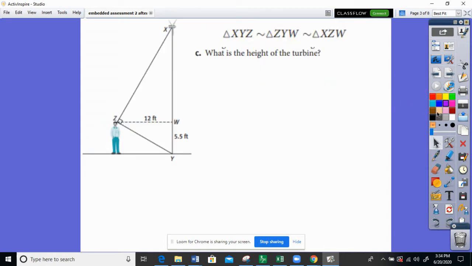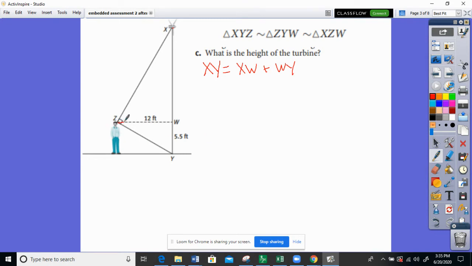So in part C, when it's asking us to find the height of the wind turbine, that means all of segment XY. What is the length of segment XY? Well, we know that that's made up of two segments. It's made up of segment XW and it's made up of segment WY. This problem shouldn't be too hard because we already know that segment WY measures 5.5 feet. So all we need to do is find the length of segment XW.